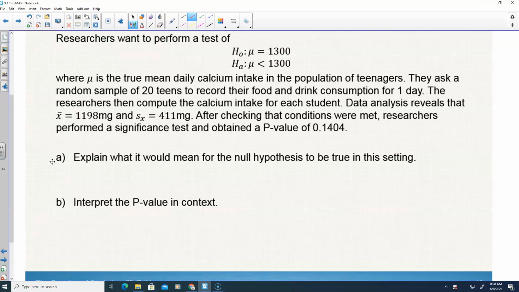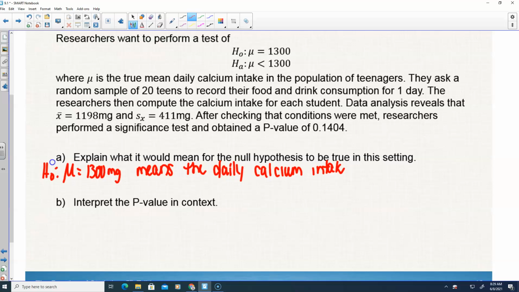If H0, so our claim is mu is 1,300, this means the daily calcium intake is 1,300, meaning teenagers are getting enough calcium.